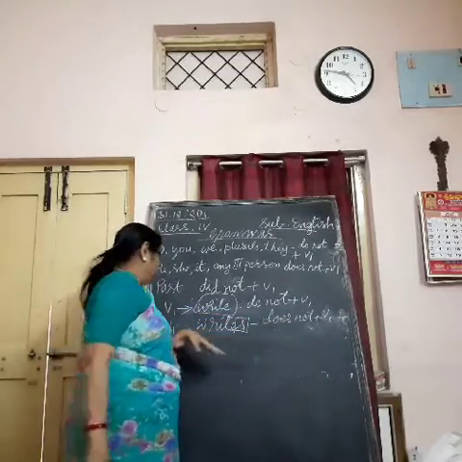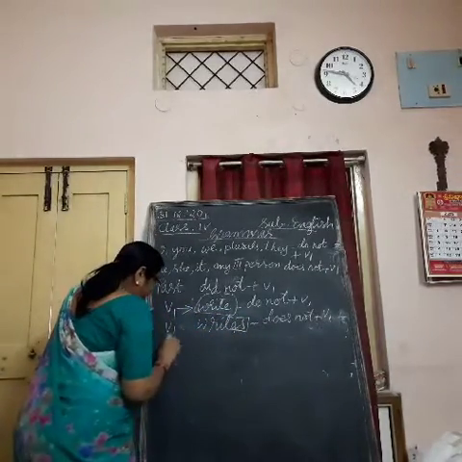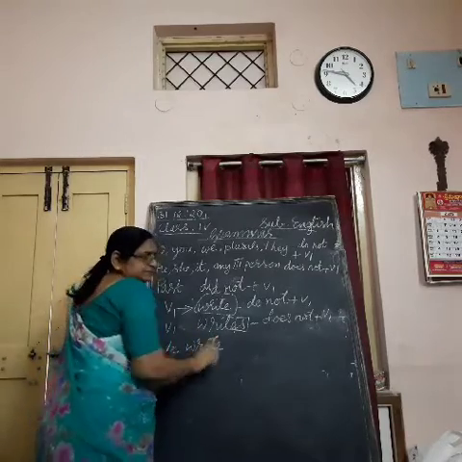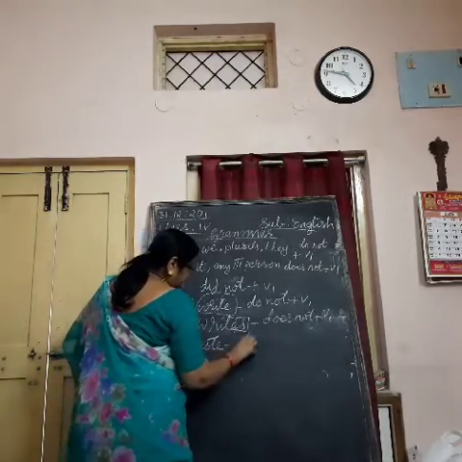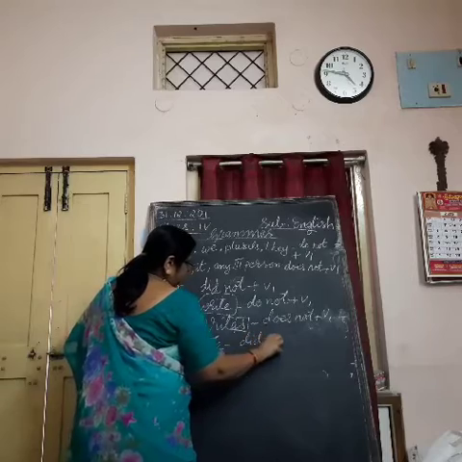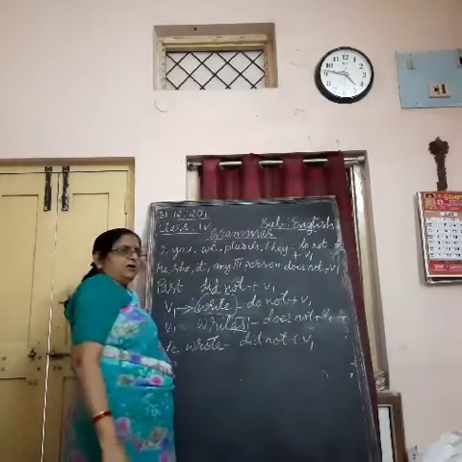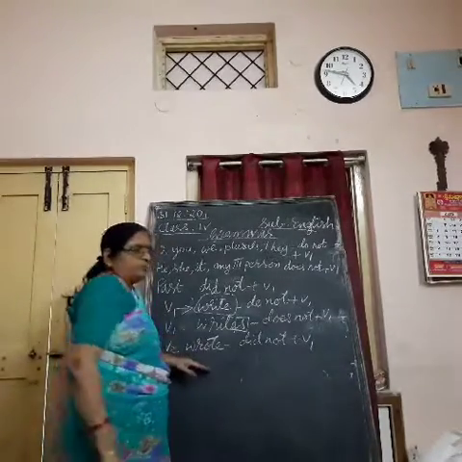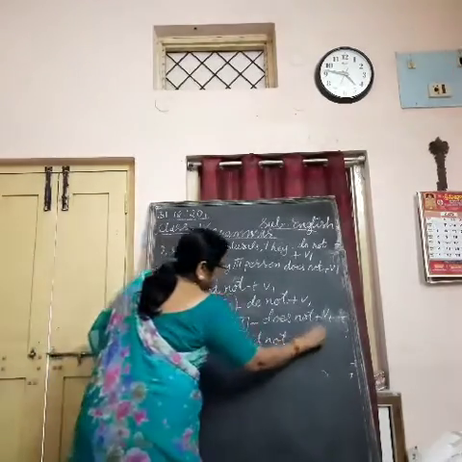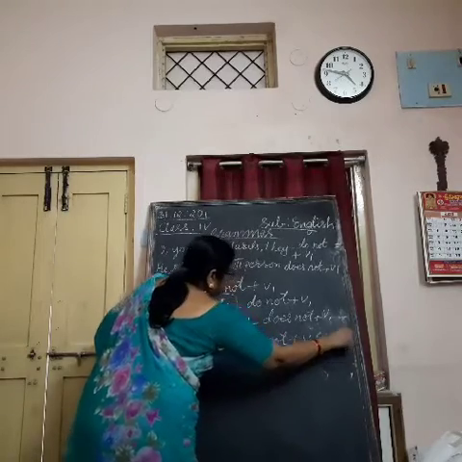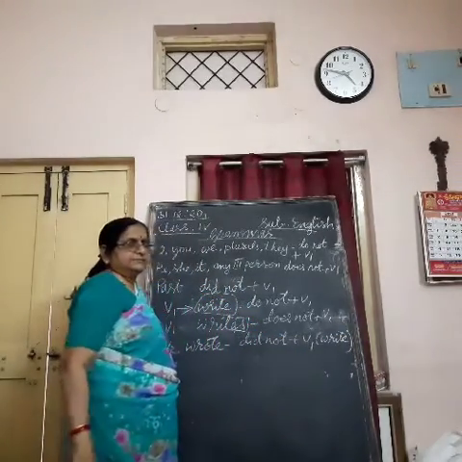If V2 form is there, wrote, wrote is past tense. So we are using did not plus V1 form. Did not plus V1 form. What is the V1 form of wrote? It is write. In this way, we have to do the sentences.